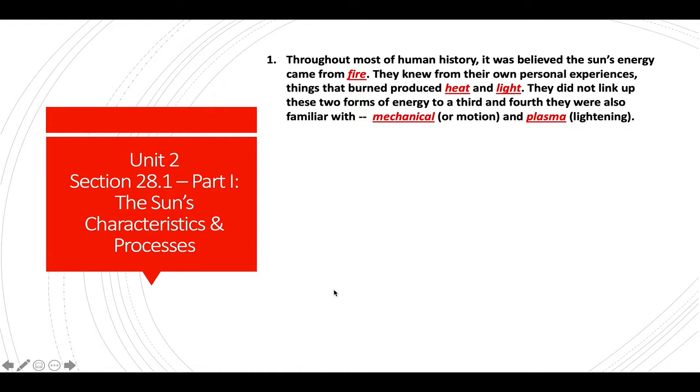Throughout most of history, we used to believe that the Sun's energy came from fire. Actually, it was relatively recently, in the last 100 years or so, we started deciding it was something different. And we knew from our own personal experience, things that burned produced heat and light, and the Sun definitely produced heat and light. So they didn't link these two forms of energy to a third and fourth, which they're also familiar with, mechanical or motion, and plasma or lightning. So they knew about things moving, they knew about lightning.